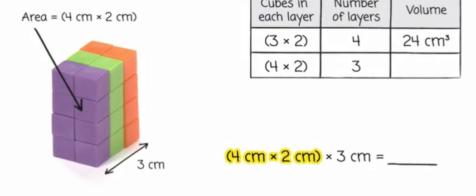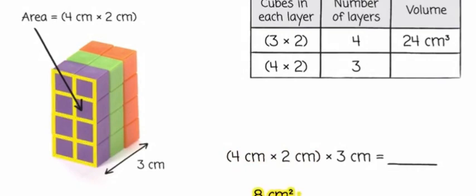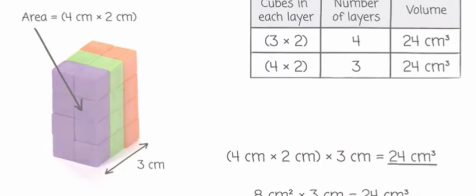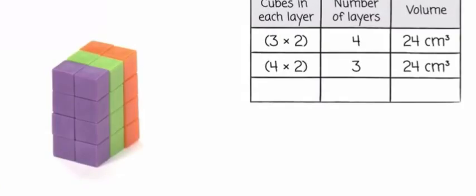We know 4 centimeters times 2 centimeters equals 8 square centimeters. 8 square centimeters times 3 centimeters equals 24 cubic centimeters. So 4 centimeters times 2 centimeters times 3 centimeters equals 24 cubic centimeters. Let's try this one more time.